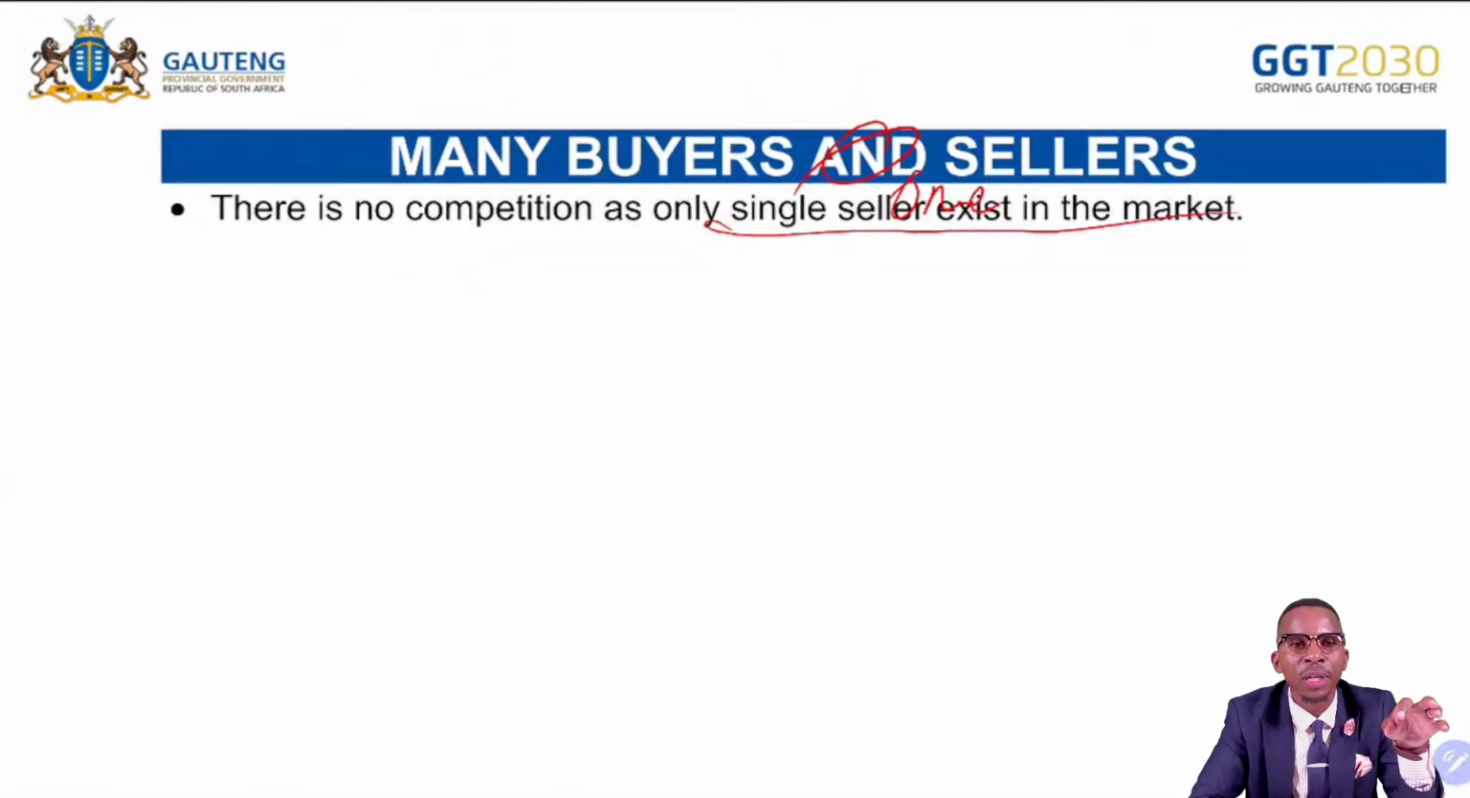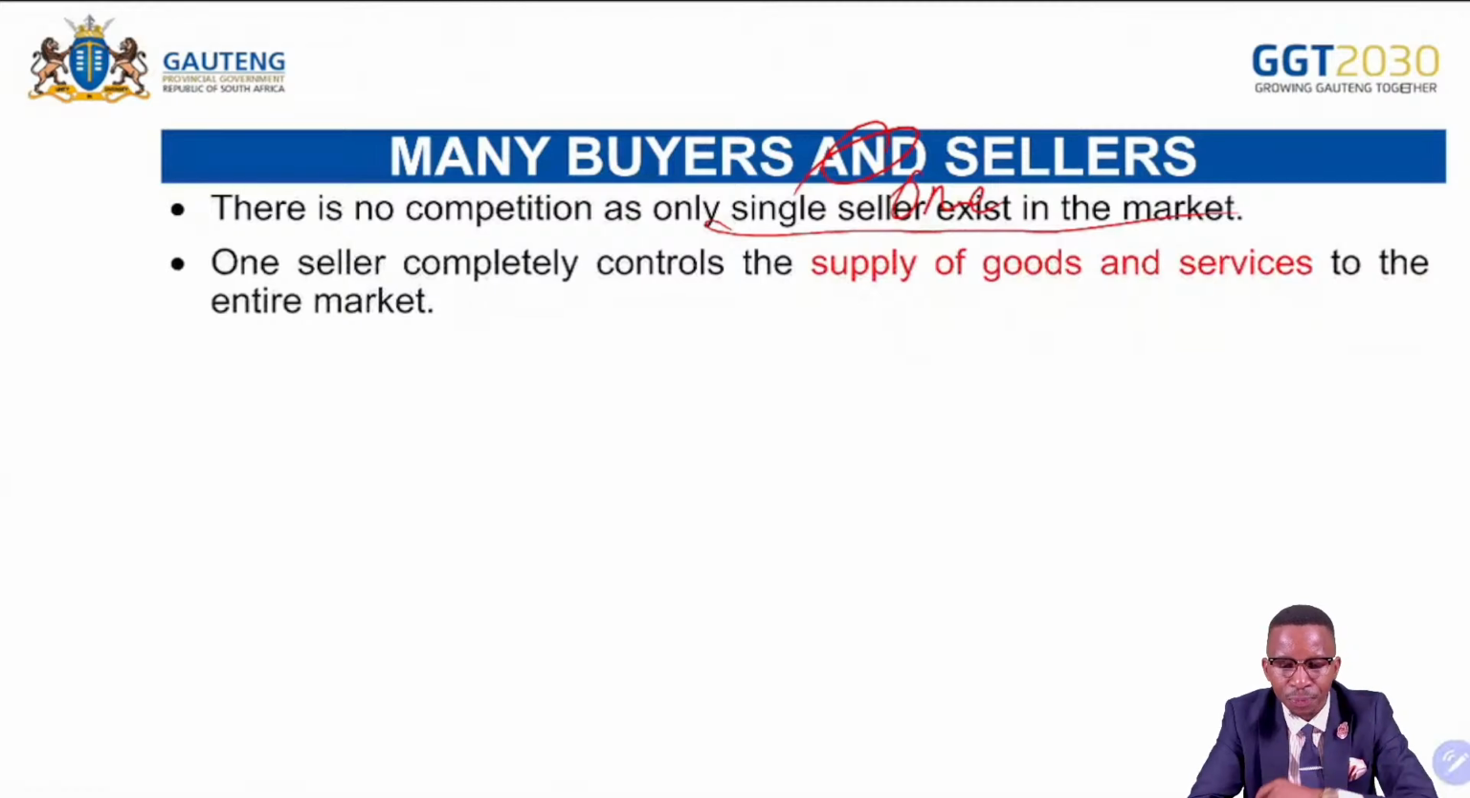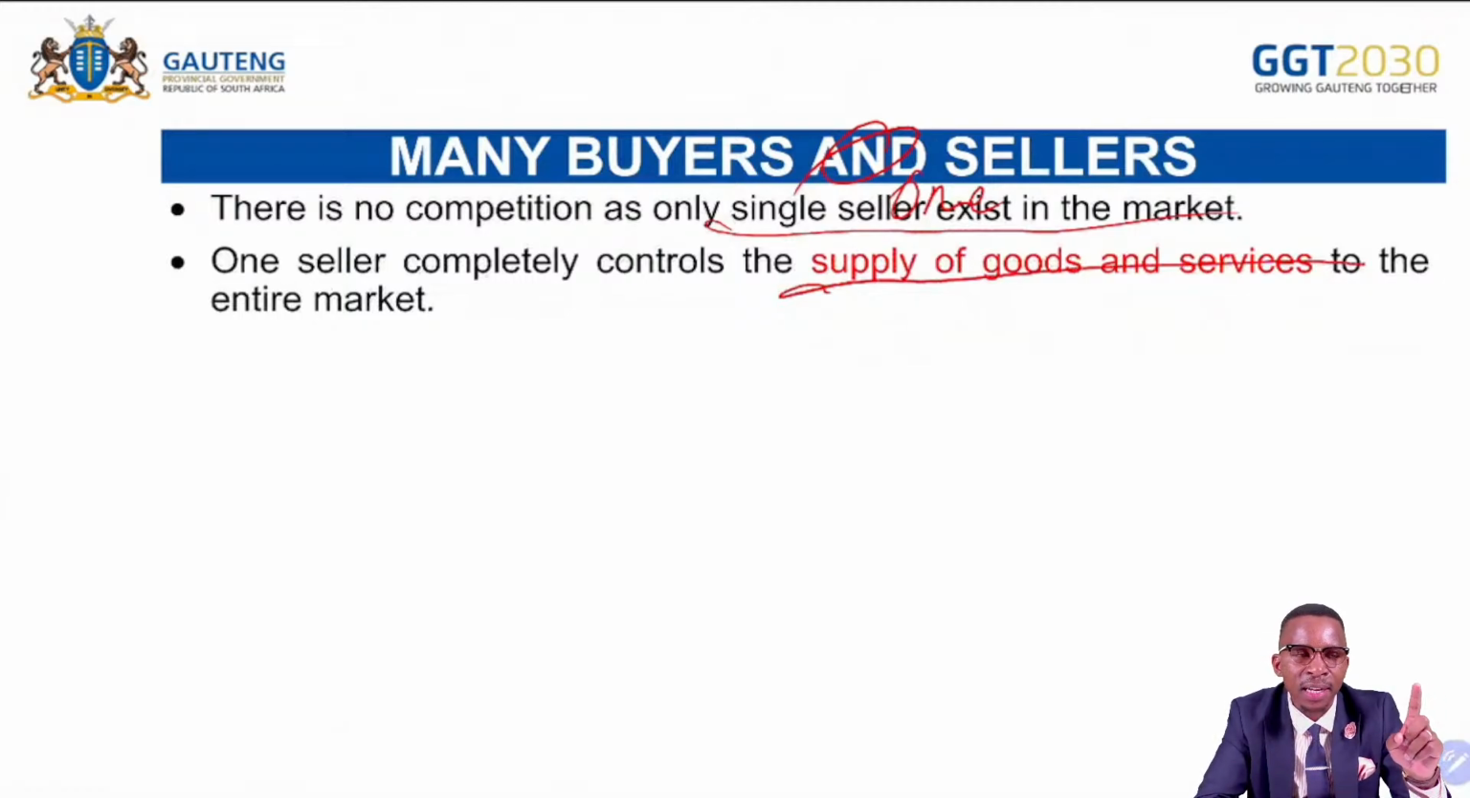Under the monopoly, one seller exists to supply the entire market with a particular product, meaning the firm is the only supplier of a product to the entire market. There is no competition. The market is not accessible to new firms that are willing to enter. The single firm represents the entire industry since there is no competition. One seller completely controls the supply of goods or services to the entire market.